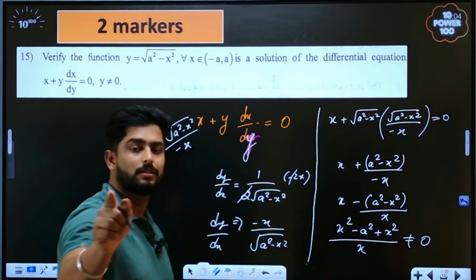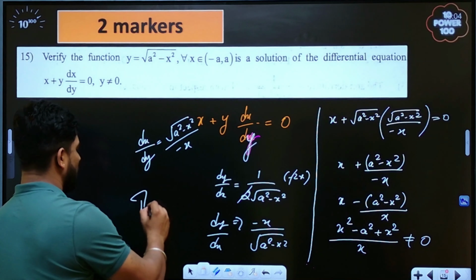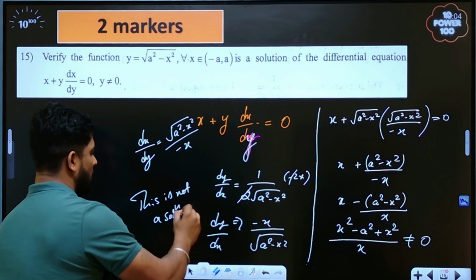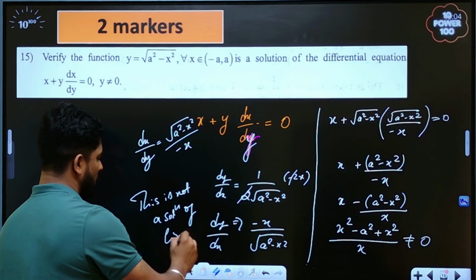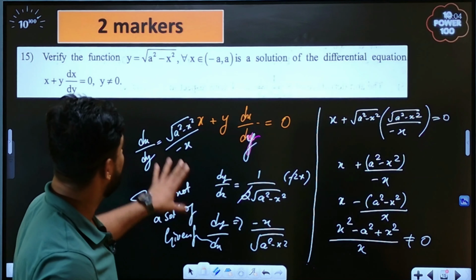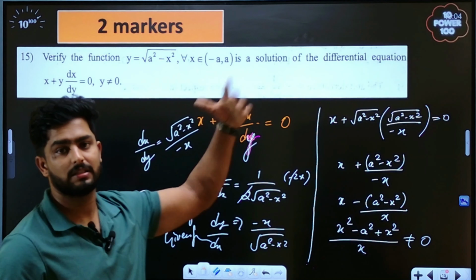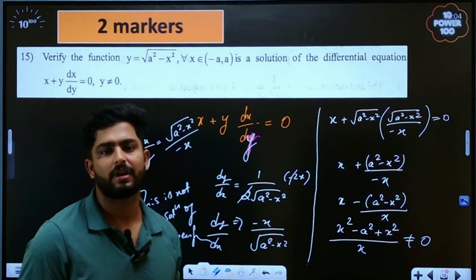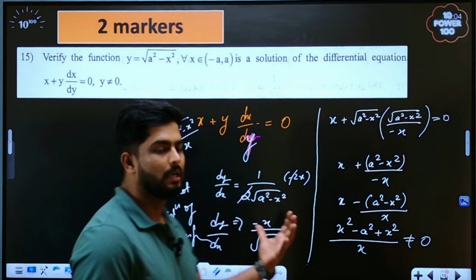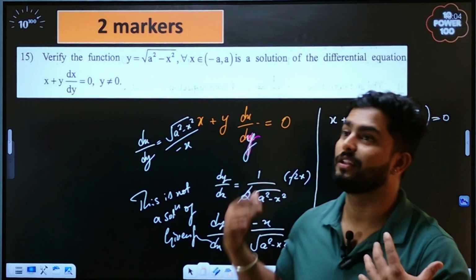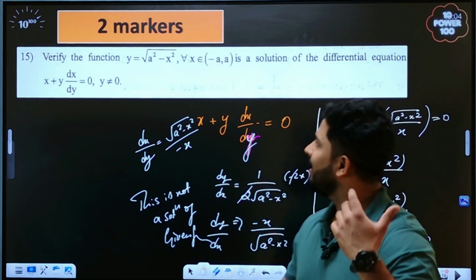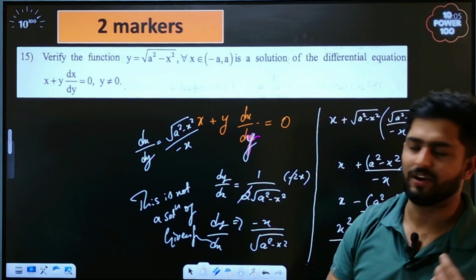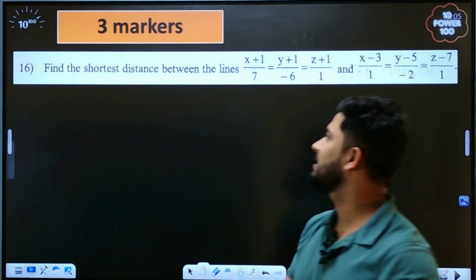So you have to write a reason, okay? So this is not a solution of the given function. This is what you have to write, children, because they're asking us to verify whether it is a solution or not. Since we did not get 0, we have to write that this function is not a solution of the given differential equation. Okay.